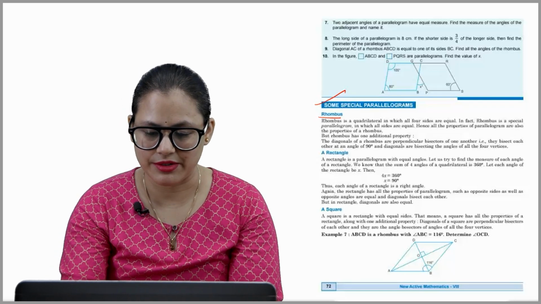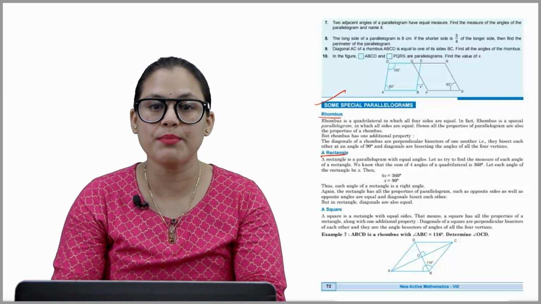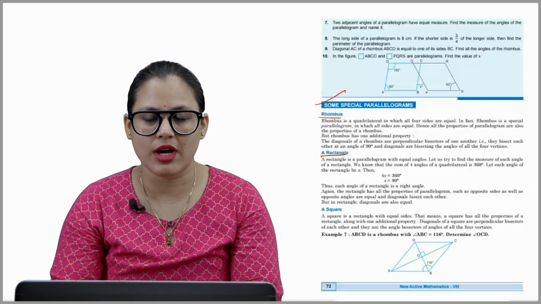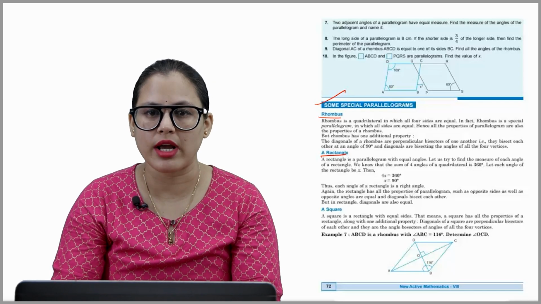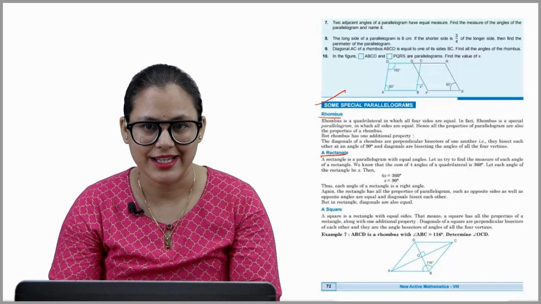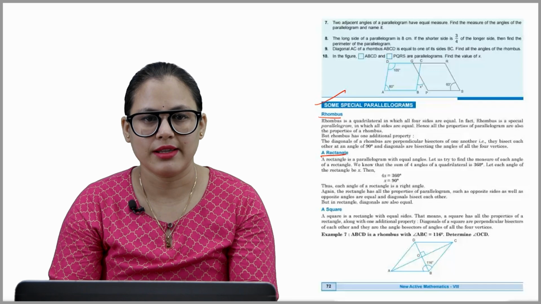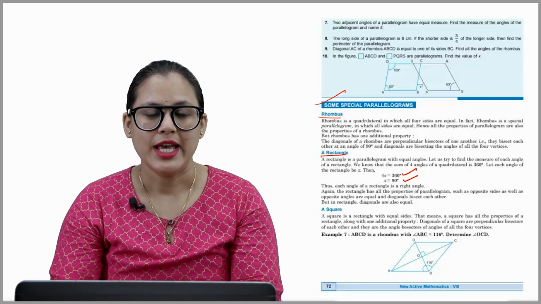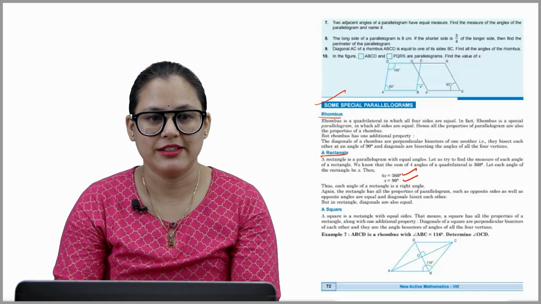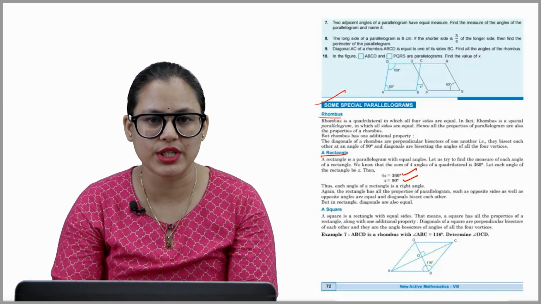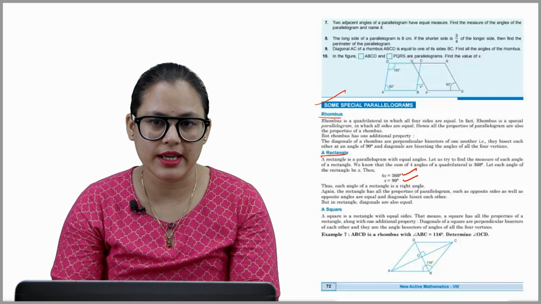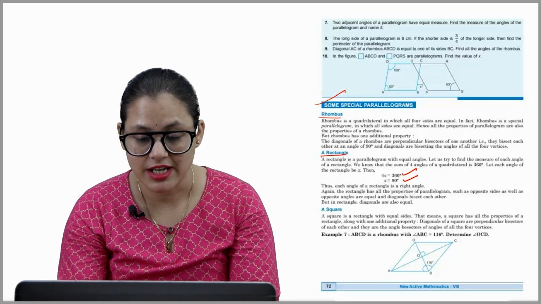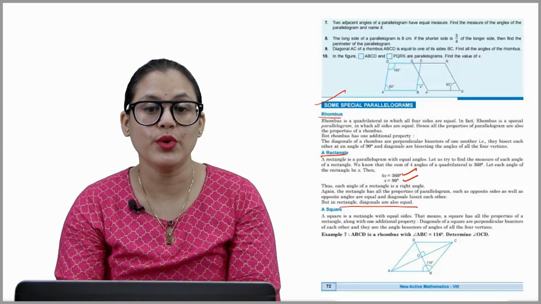Okay. Next, a rectangle. A rectangle is a parallelogram with equal angles. Let us try to find the measure of each angle of a rectangle. We know that sum of 4 angles of a quadrilateral is 360 degree. Let each angle of the rectangle be x, then 4x is equals to 360 degree and x is equals to 90 degree. Thus, each angle of a rectangle is a right angle. Again, the rectangle has all the properties of parallelogram, such as opposite sides as well as opposite angles are equal and diagonals bisect each other. But in rectangle, diagonals are also equal.